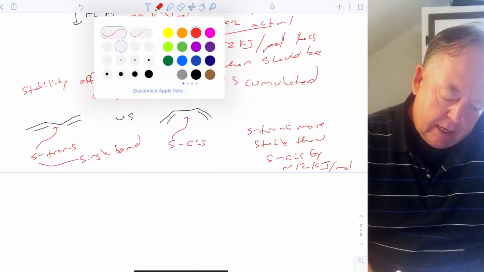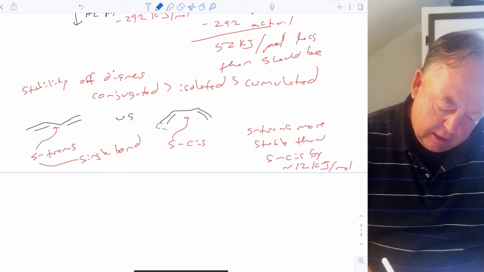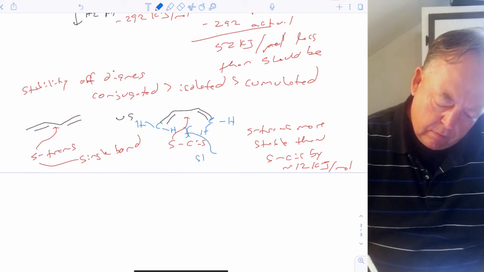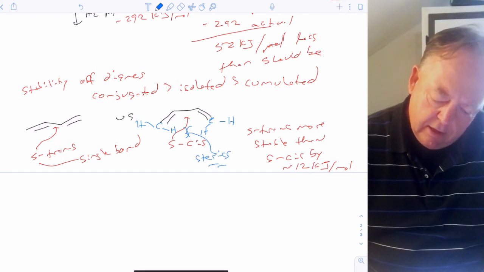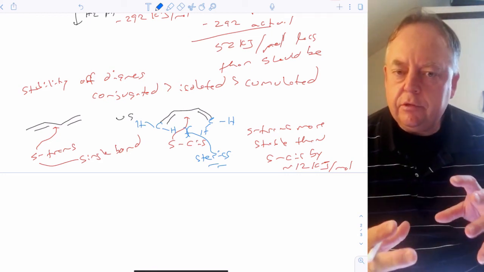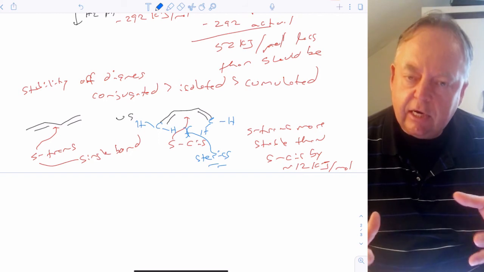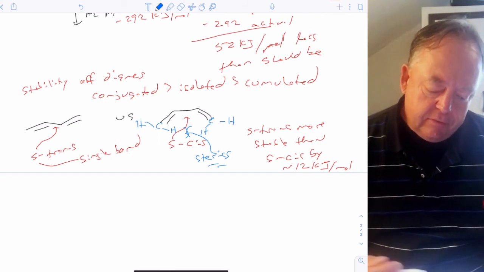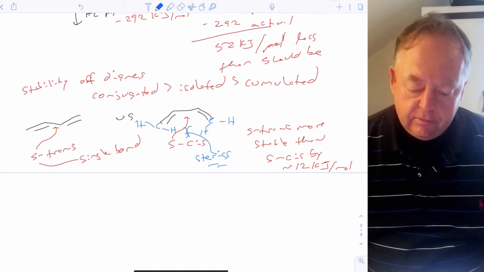And what's the reason behind that? It's because if it's the S cis isomer, then these hydrogens are close in space, and that destabilizes them because they're trying to occupy the same space, so there's a steric interaction there. So the S trans isomer is more stable than the S cis isomer.